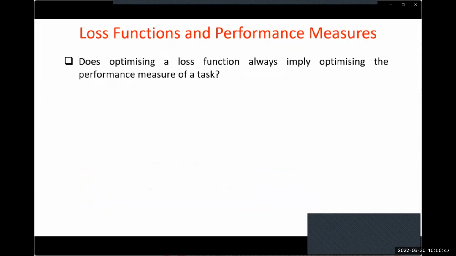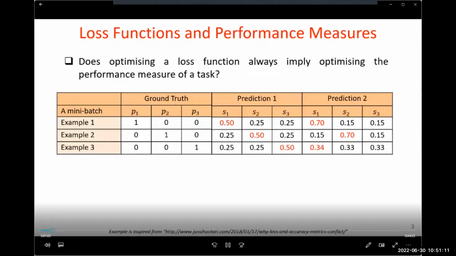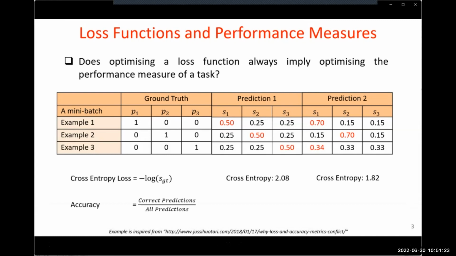The first question to ask in this part of the tutorial is whether optimizing a loss function always implies optimizing the performance measure of a task. Even comparing the widely used cross entropy loss function with accuracy presents that it does not. Let's assume that we have three different classes and three examples, each of which belongs to a different class. And during training, we obtain two different sets of predictions of these three examples, prediction 1 and prediction 2. Comparing prediction 1 and prediction 2 in terms of cross entropy and accuracy, we can observe that while prediction 2 has a lower loss value, prediction 1 has a higher accuracy. This presents a counterexample on a case where an optimized loss function may not optimize the performance measure.